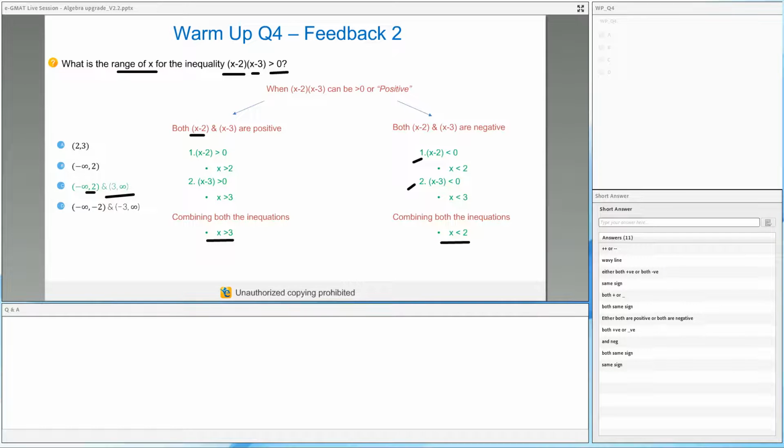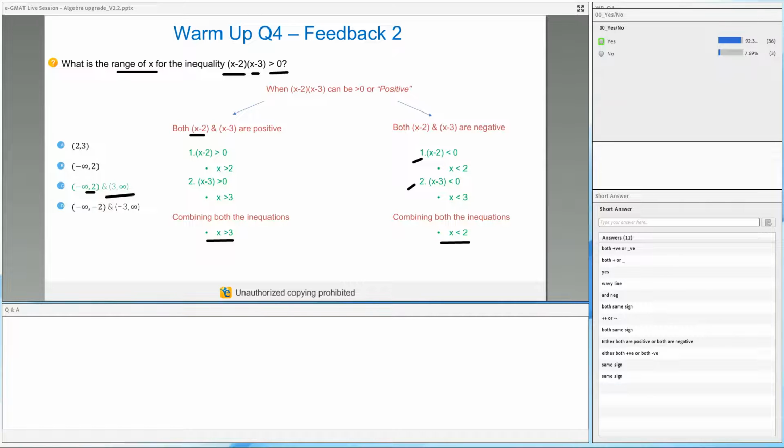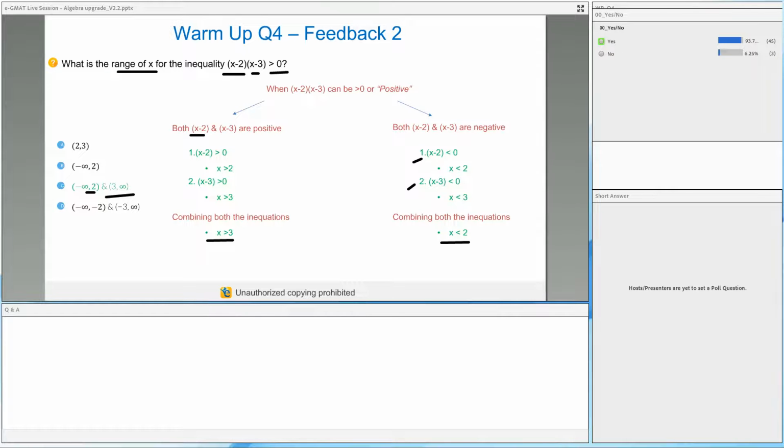Is this clear, guys? Kindly mark yes if this is clear. If you have any doubts, please ask. I'm going to show you another method. Somebody is writing about wavy line. I'm going to talk about wavy line also. So if you have any questions, please ask in the Q&A pod.